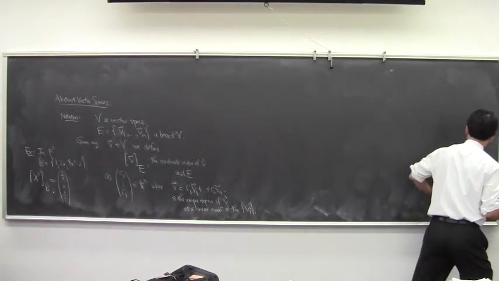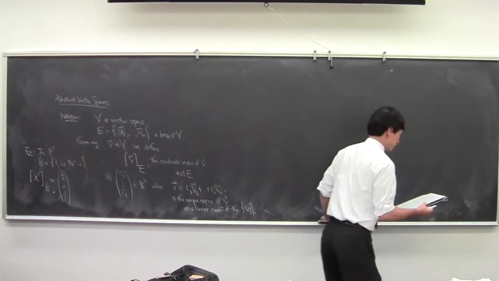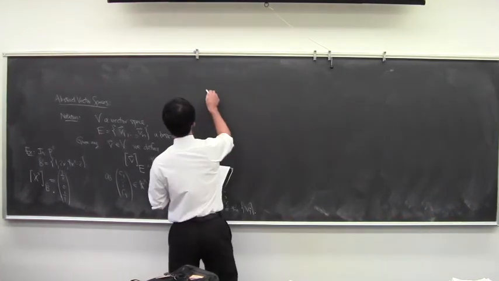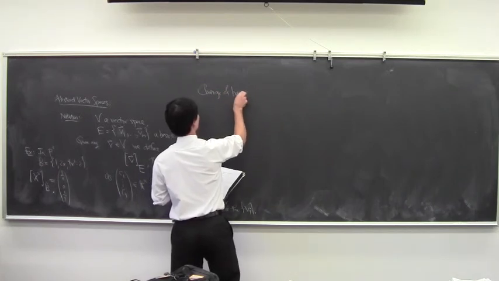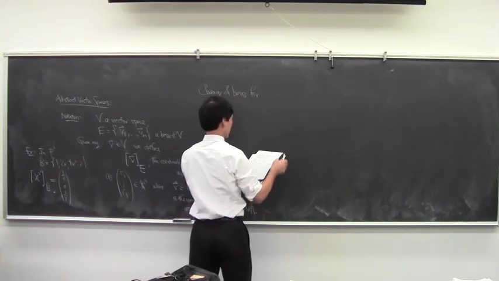What's not easy is the change of basis. Okay. So change of basis for abstract vector spaces.